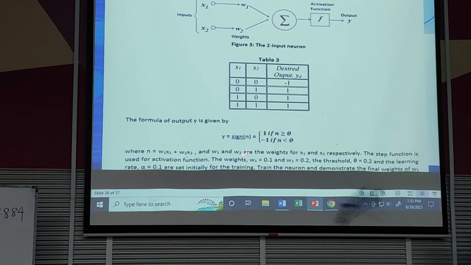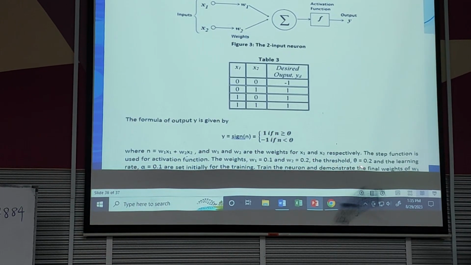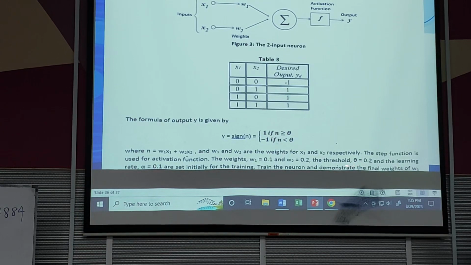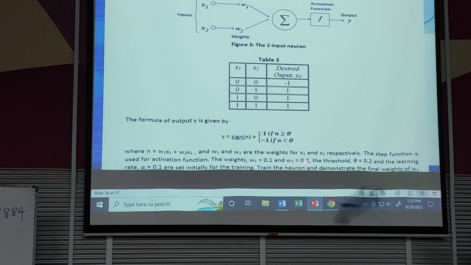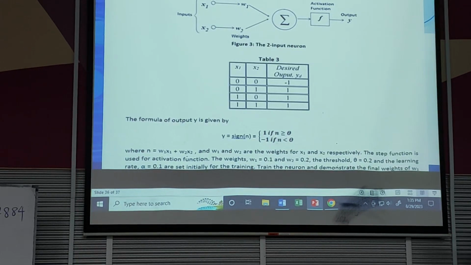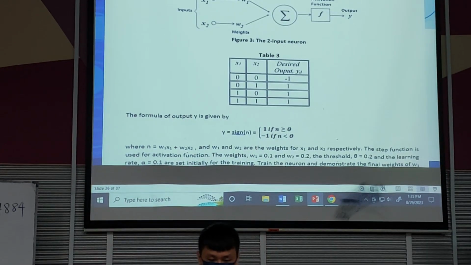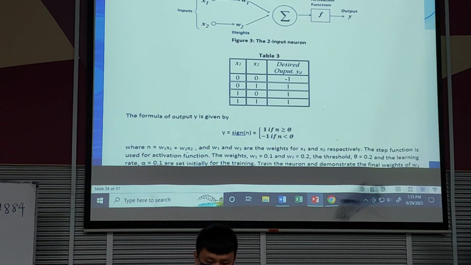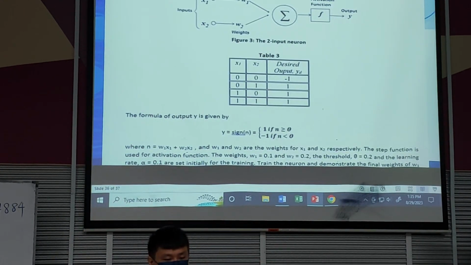We have the threshold value 0.2 given, learning rate 0.1 given, W1 and W2 at the first iteration given, then you find out what is the final weight. This one I think you just follow the same steps. Okay, I give you 10 minutes.